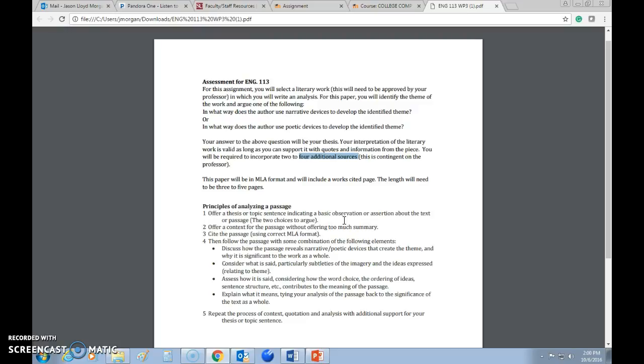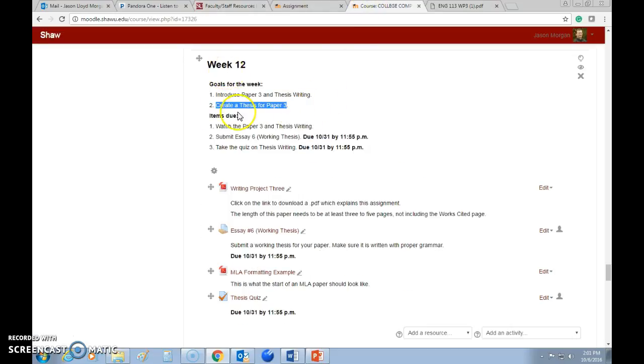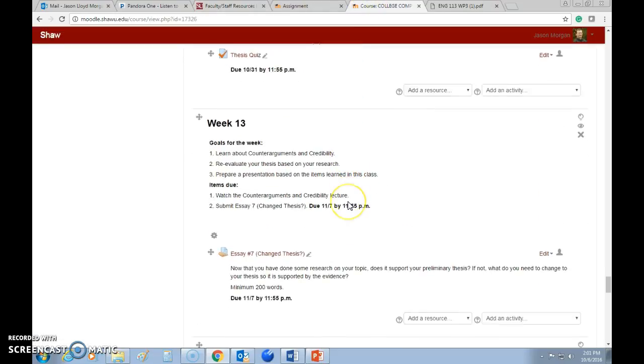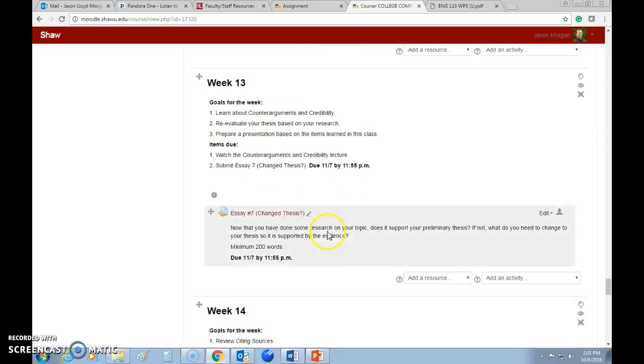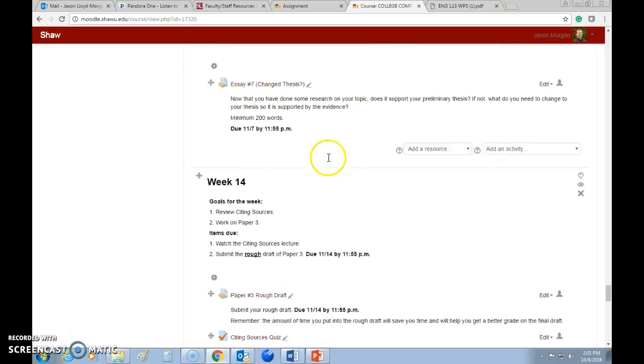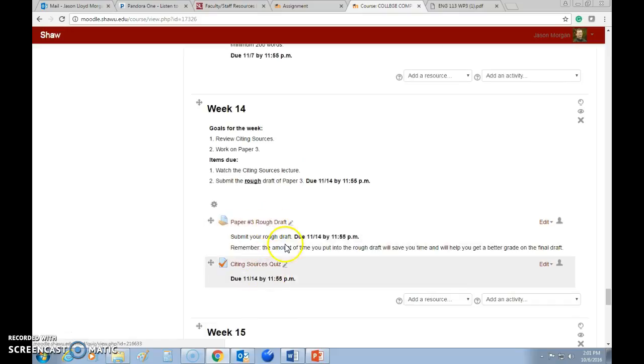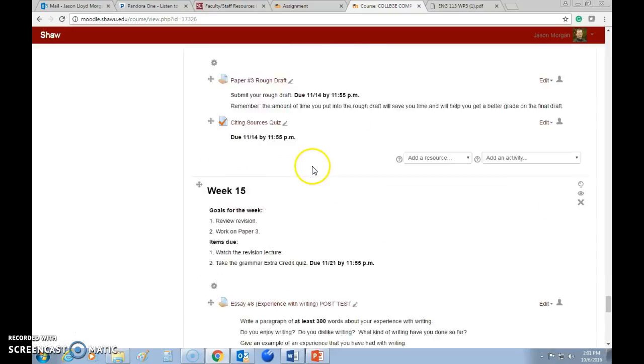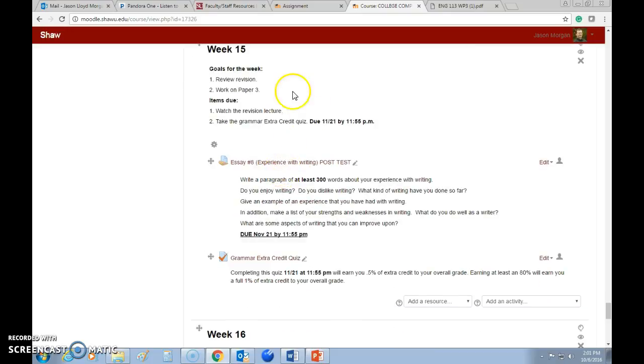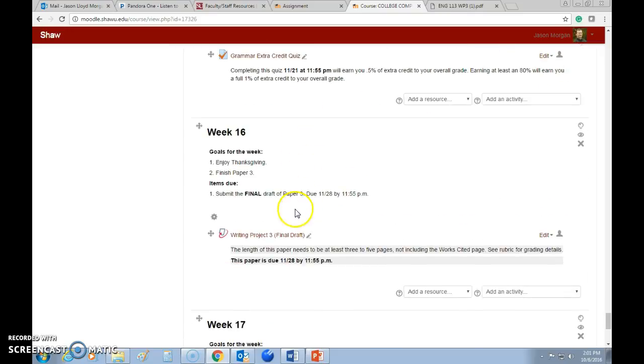Again, if you haven't written a research paper in a while, this may be a little intimidating, but for this week, we're just working on the thesis. Next week, you're going to learn about some credibility, and you're going to have a chance to see, now that you've looked at your basic outline of how you put your paper together, whether you changed your thesis. Now that you're starting to write a little bit about it, the following week you put your rough draft in. We'll talk more about citing sources in week 14. Week 15, you get a chance to work on the revision for the paper. So we just have a little extra credit quiz and a little essay. And then week 16, that's when it's finally due.